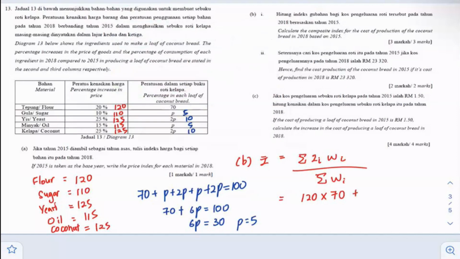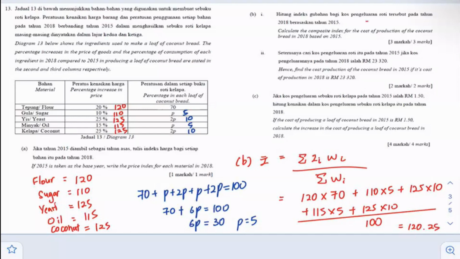With this, we can continue the formula here. 110 multiplied with 5 plus 125 multiplied with 10 plus 115 multiplied with 5 and 125 multiplied with 10 and divide by 100. Then you'll get the answer is 120.25. So the composite index is 120.25.